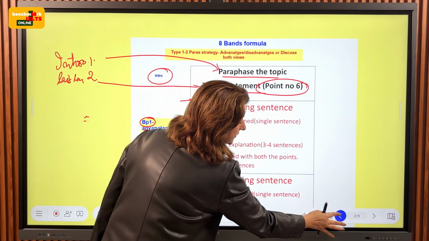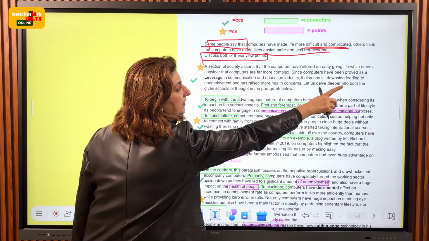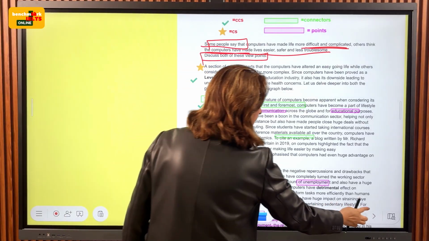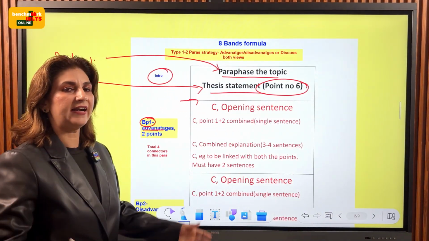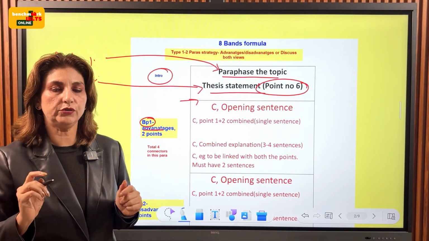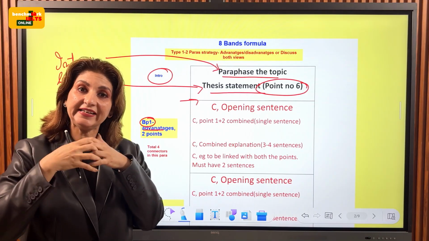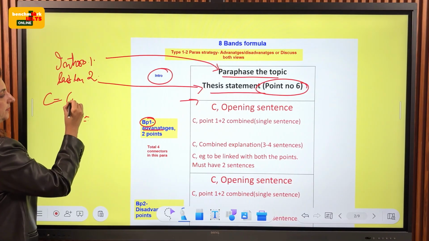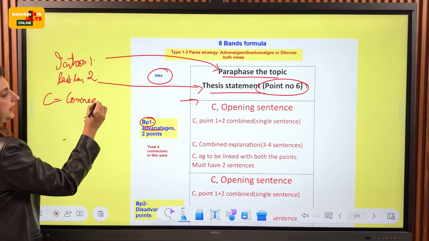So if I show you this, see, there was an entire line left, and then you have to left align your para. Then they say you cannot just randomly start your essay like there are many advantages of computers. No, you have to use a linking device between the 2 paragraphs, which in IELTS language is denoted by a C, which is called a connector.